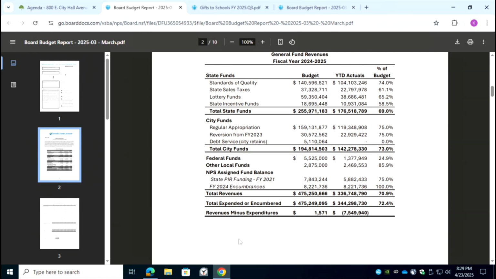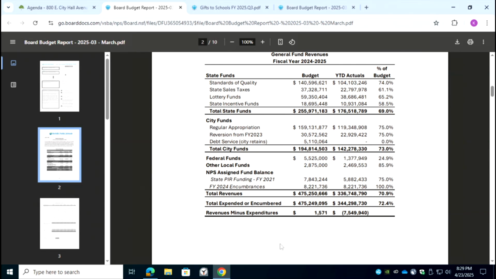During the same period, we spent or encumbered $344.3 million, or approximately 72.4% of the budget. During the previous year, spending was at the same rate, or very similar, at 72% of the budget. The report also includes a grant summary. The quarterly report appears on pages 8 and 9.